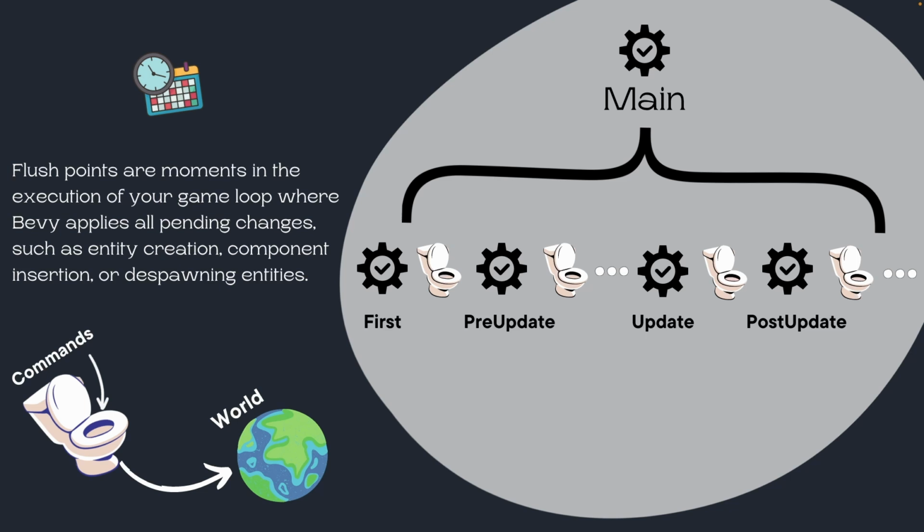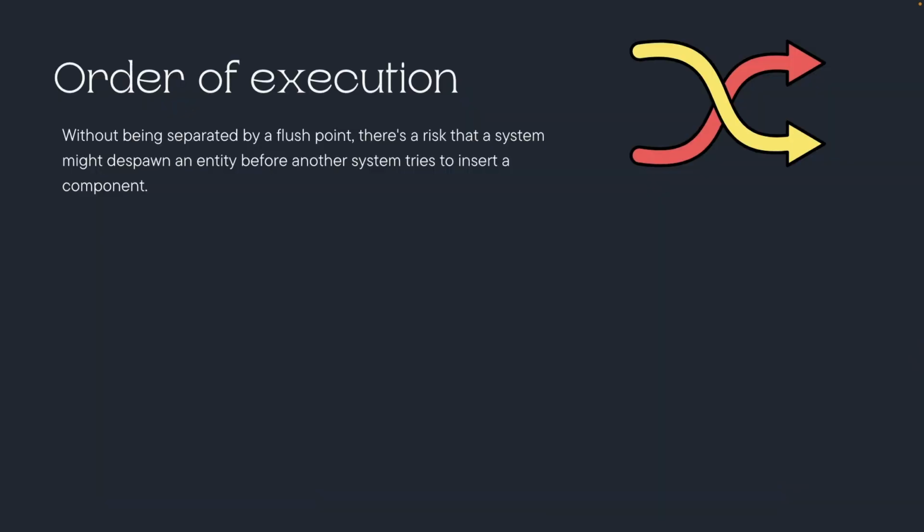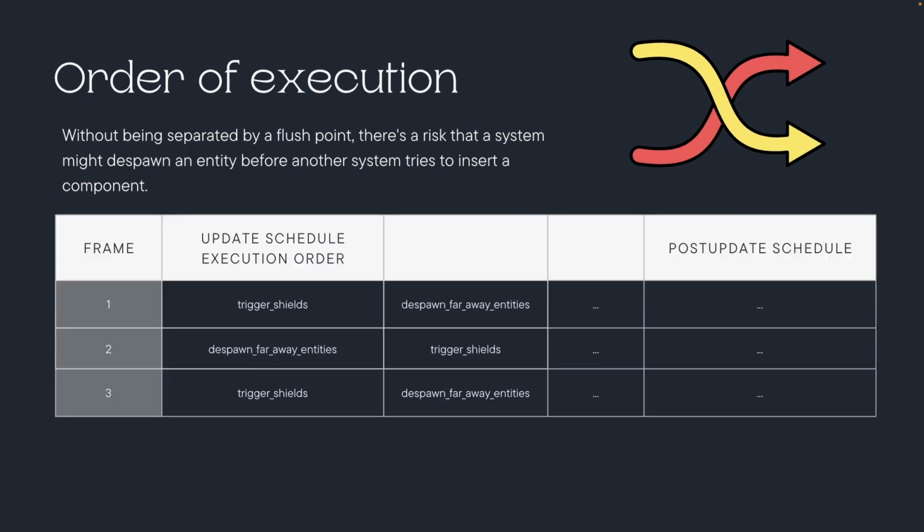Let's look at an example to understand why system order of execution with regards to flush points is critical to understand. Without being separated by a flush point, there's a risk that a system might despawn an entity before another system tries to insert a component to that same entity. In this example, let's look at multiple frames with regards to the order of execution of multiple systems in the update schedule. Remember, by default, in update, we will not have flush points. Thus, multiple systems that run in a row will queue commands to the world. Then, once the flush point occurs, all those commands will be applied in order.